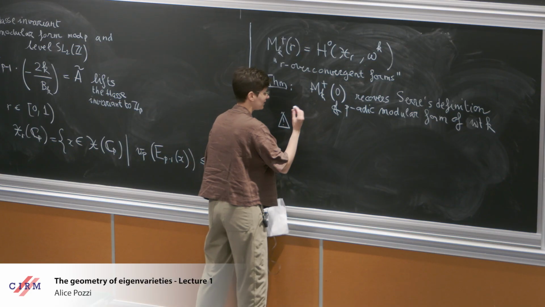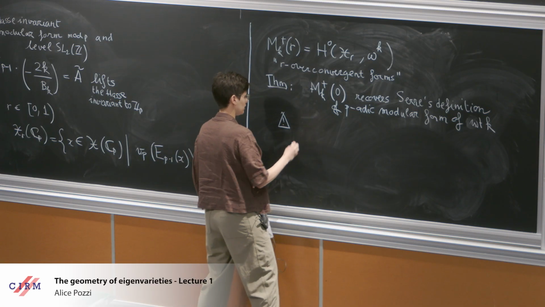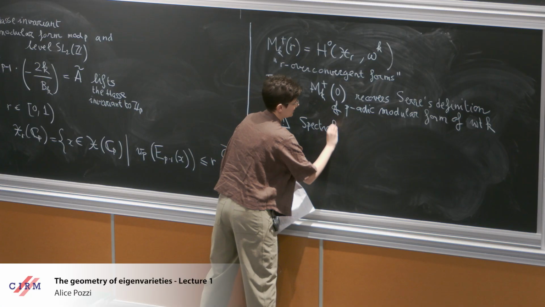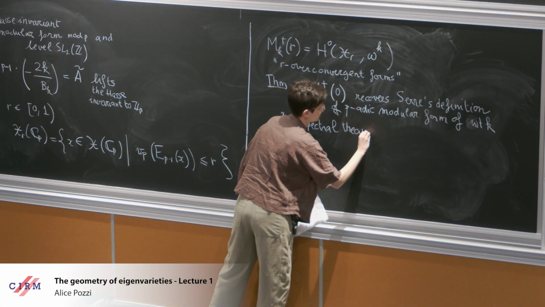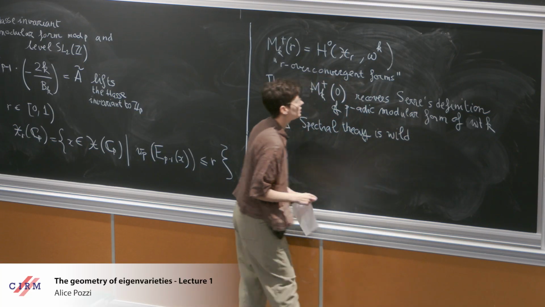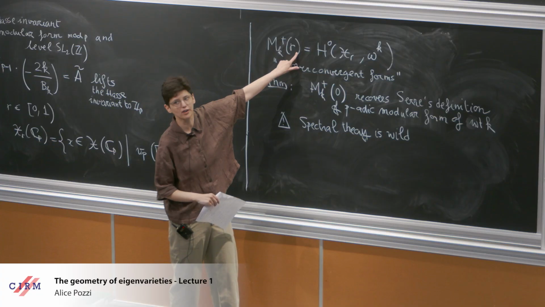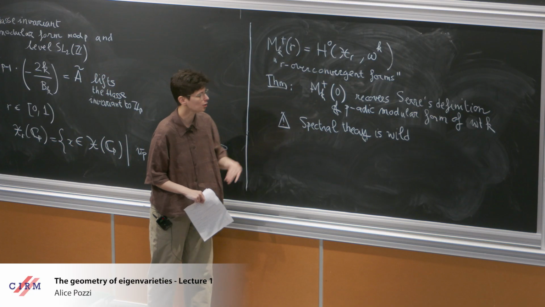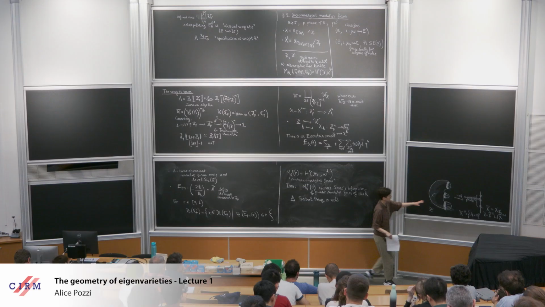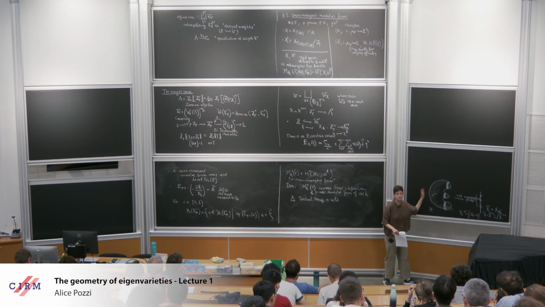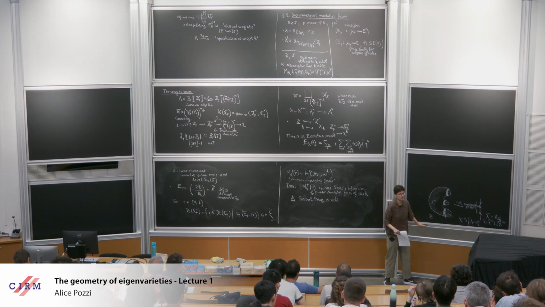So this is the warning here. This is nice, but not nice enough for what we're looking for. The spectral theory here is wild. So we really want things to over-converge a little bit. When I talk about spectral theory and the U_p operator, when I look at this picture, there is no U_p operator because the level is prime to p. So we need to compare this with what happens at level Gamma_0(p), which is what I'm going to do next.